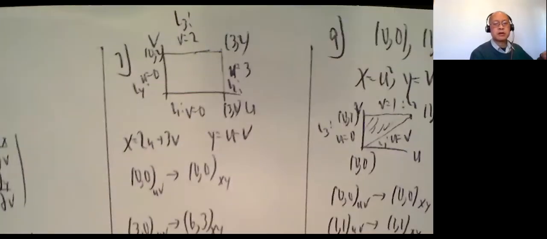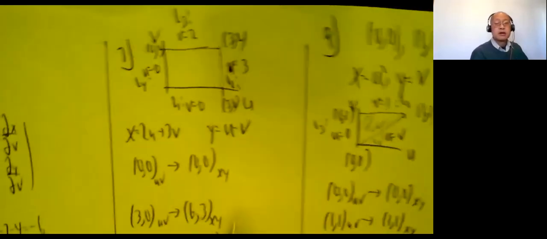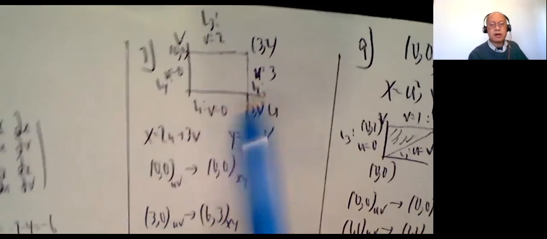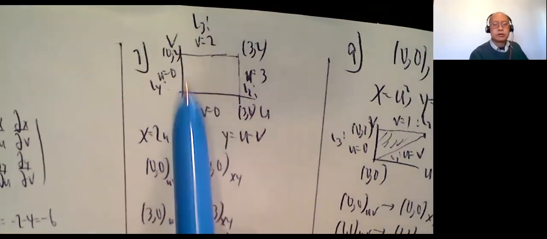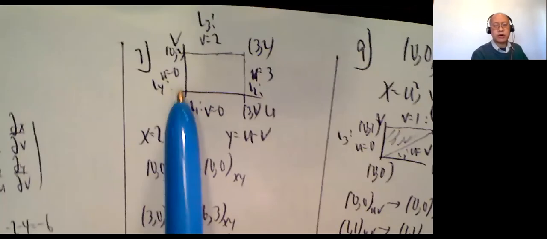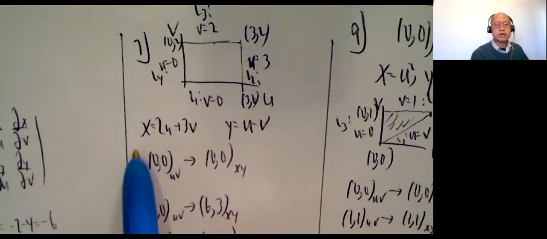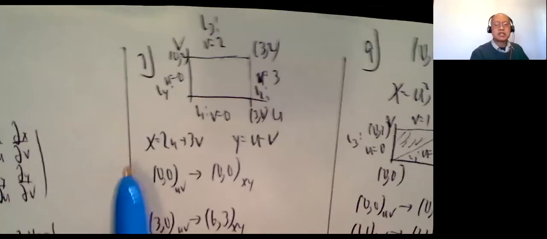So here's what we got. Here's the picture. This is the UV plane. I broke it up into L1, L2, L3, L4. V is going from 0 to 2, U is going from 0 to 3. In case you're wondering about the convention, U is before V in the alphabet, so U is functioning like X and V is functioning like Y, UV like XY. And here's the transformation: X equals 2U plus 3V, Y equals U minus V. That was given.